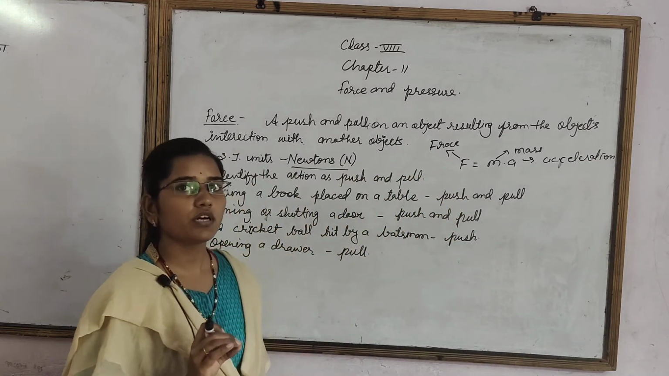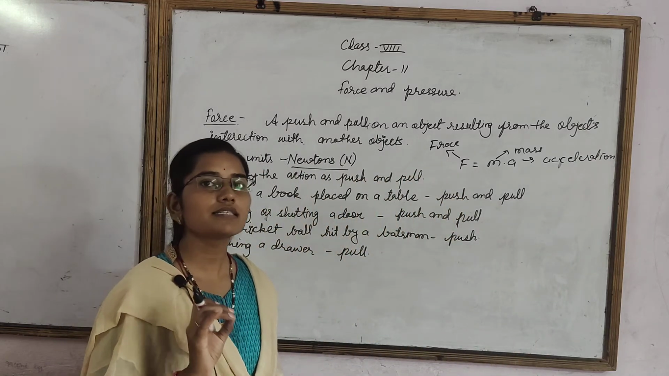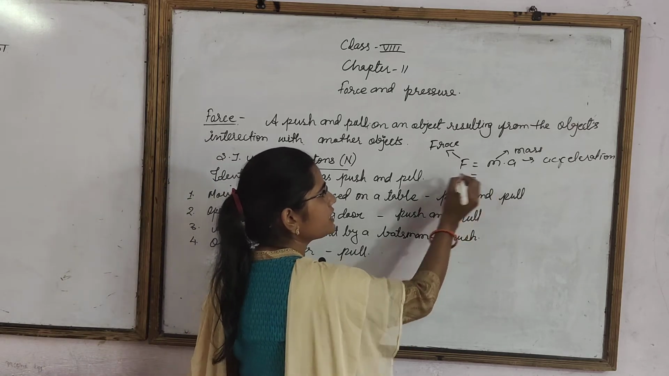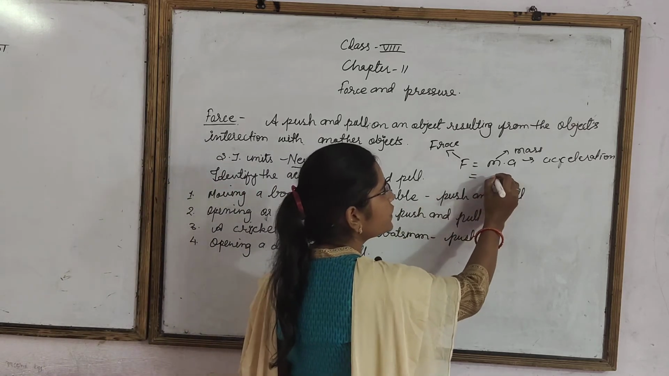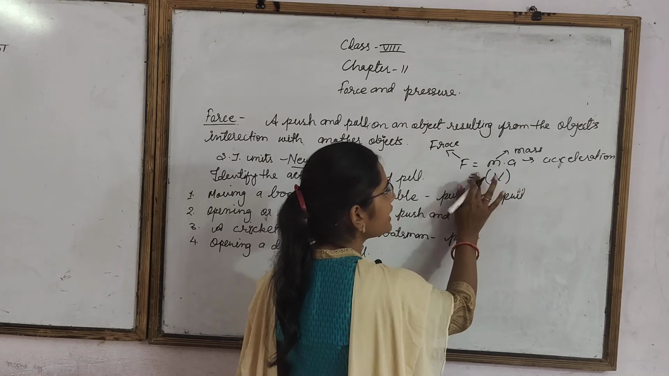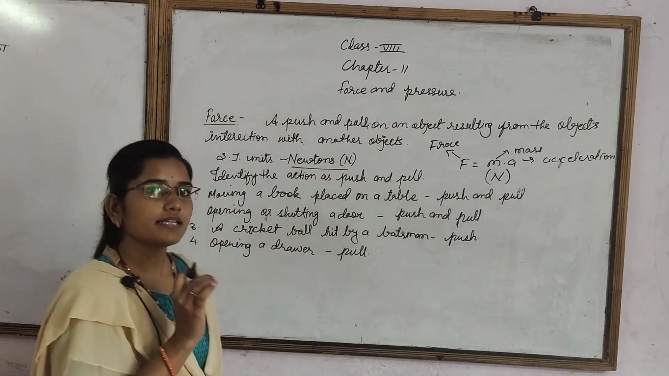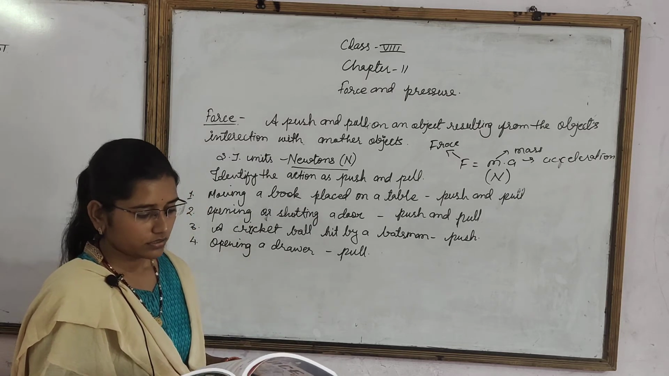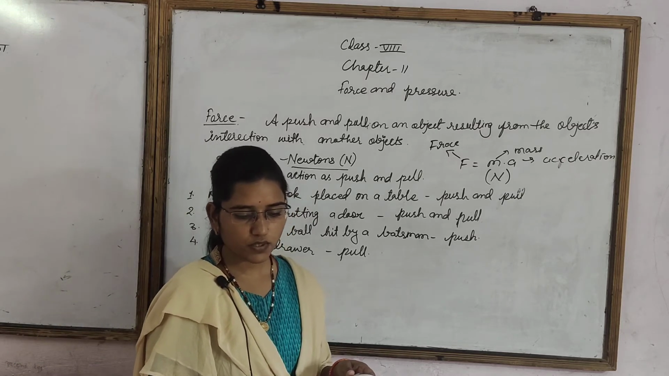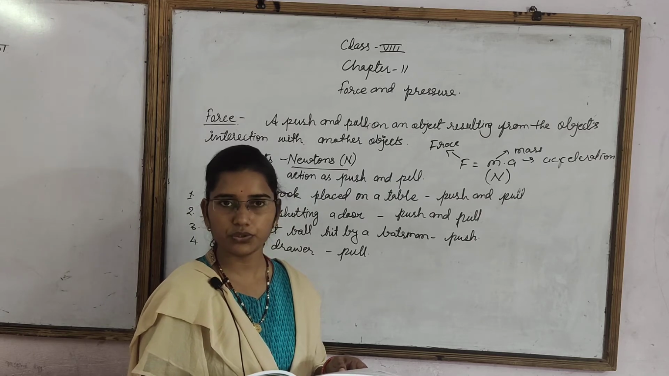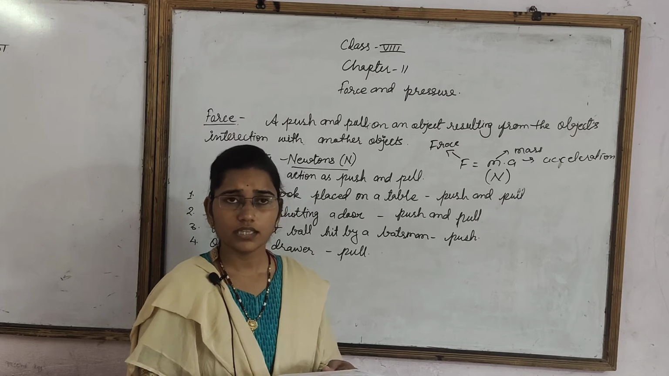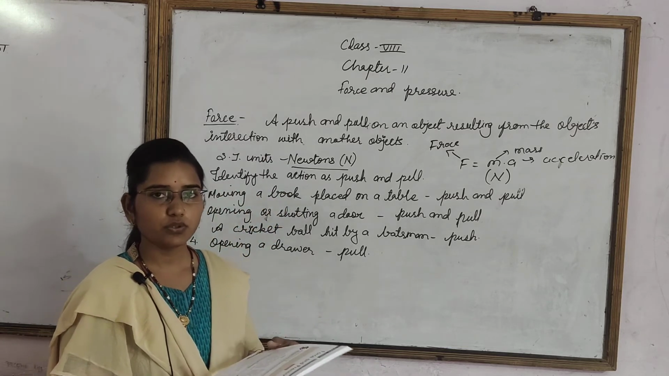So what is the formula of force? Force is equal to mass into acceleration. And what is the SI unit of force? The SI unit of force is Newton, and it is abbreviated as capital N. Now see on your book. Force is measured in the unit called Newton, and the SI unit of force is Newton, named after the famous scientist Isaac Newton.